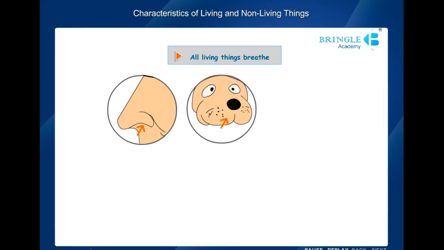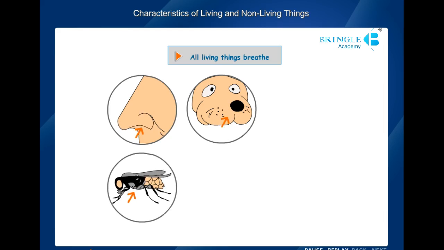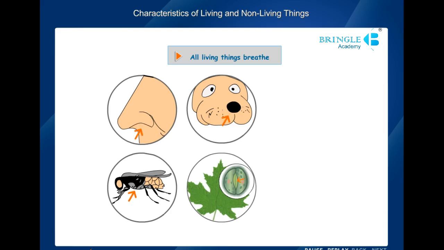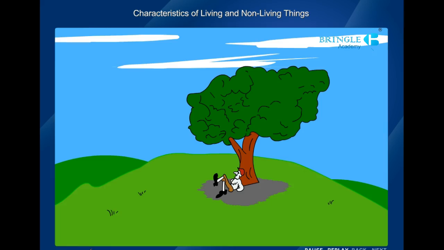Human beings and animals breathe in through their noses. They absorb oxygen present in air and give out the unwanted carbon dioxide. Insects have holes through which they breathe. Plants breathe through pores in their leaves. These pores are called stomata. Fishes have gills to breathe.